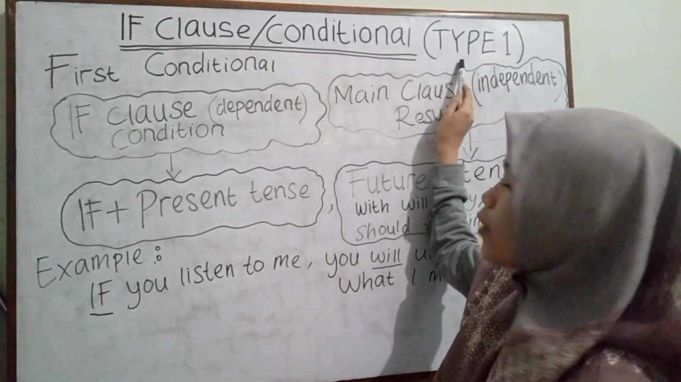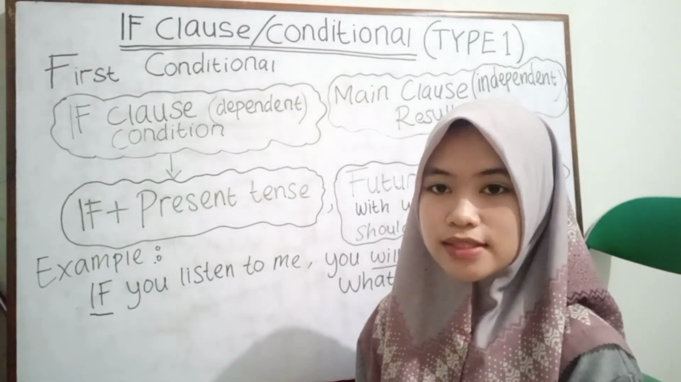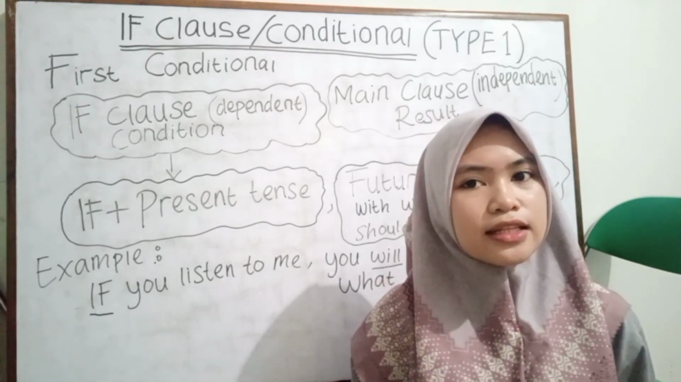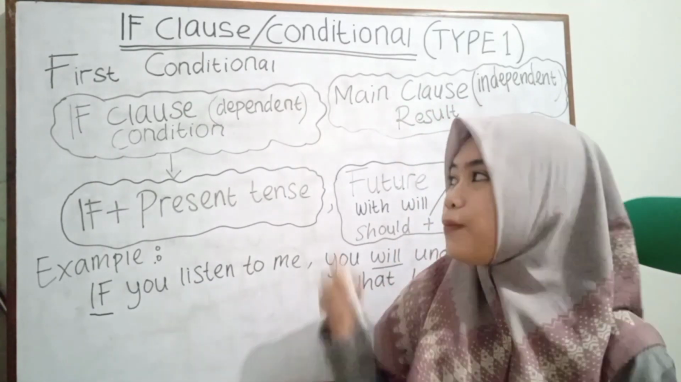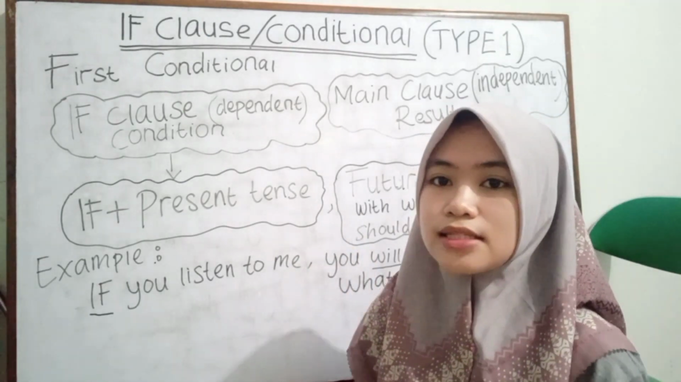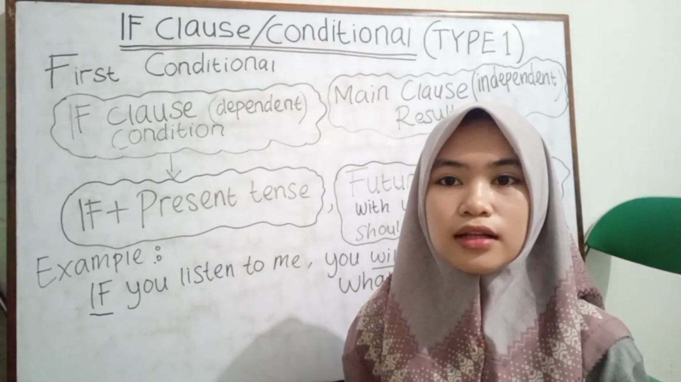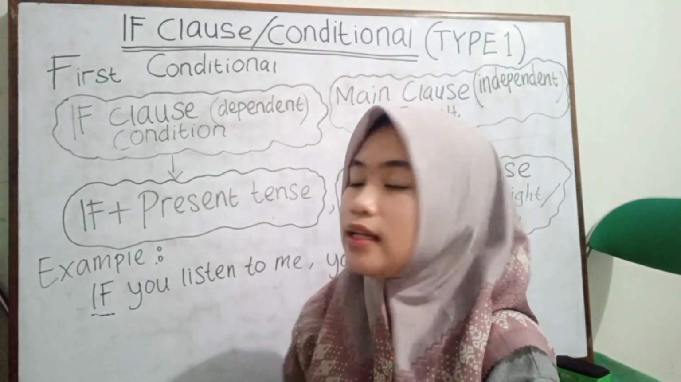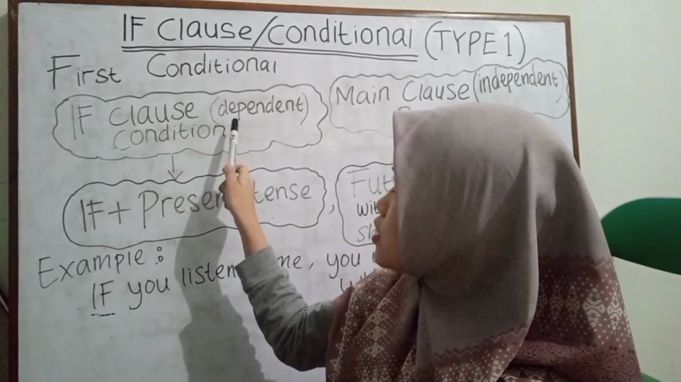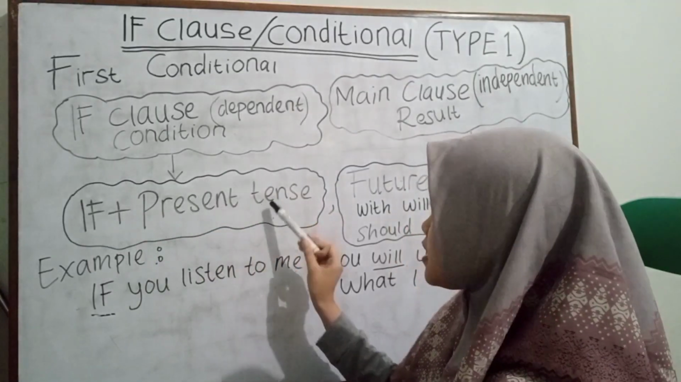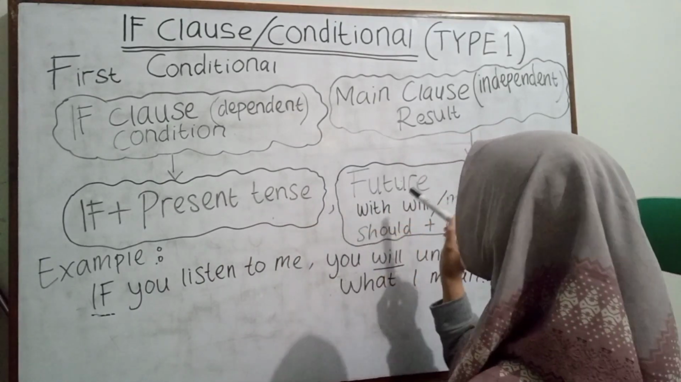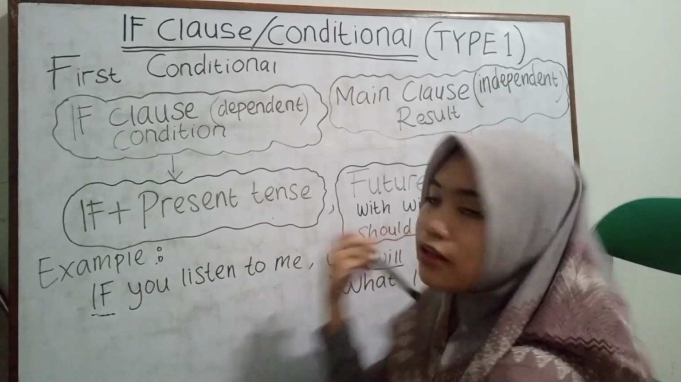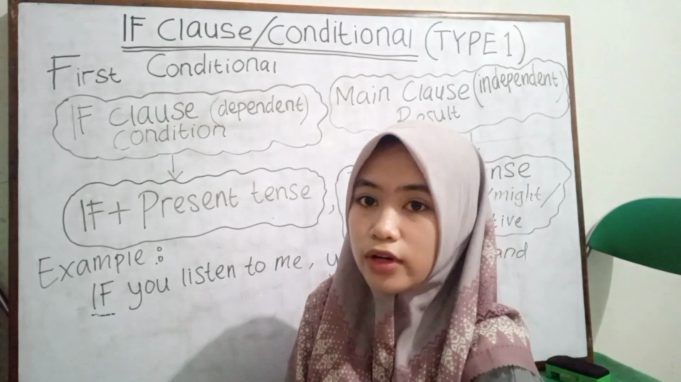If clause type 1 is used to express a possibility in the future. It's not certain that it will happen, but it's possible. We use this type when talking about real and possible situations in the future. Form of the tense in if clause type 1, or first conditional: if plus present tense, comma, future tense with will, might, should, or infinitive. Or you can use modals.